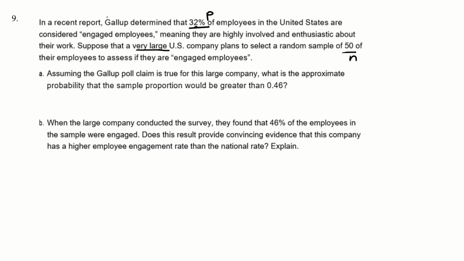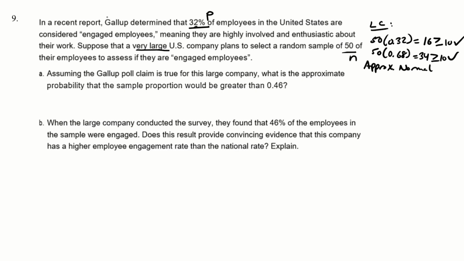First off, we need to see if it's a normal distribution. So we're going to do the large counts condition. The sample size of 50 times 0.32 is 16, which is greater than or equal to 10, so that's good. And then 50 times 1 minus that, or 0.68, is 34, which is greater than or equal to 10. That means it's approximately normal, so we can use the normal distribution to get this probability.